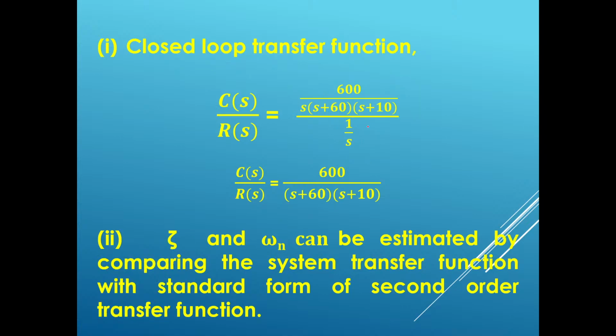So here you can rewrite it as C of s into s by 1. 1 by s can be written as this. Instead of writing it in the denominator, you can write it as s by 1. This s and this s will cancel. So what is left over? 600 by s plus 60 into s plus 10. That is our closed loop transfer function.